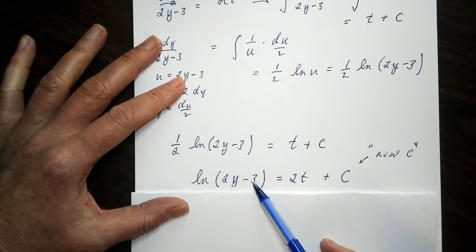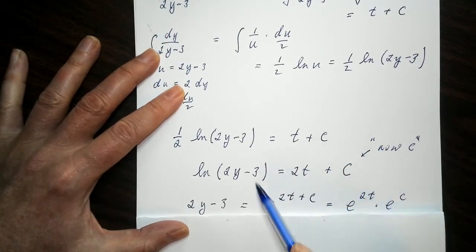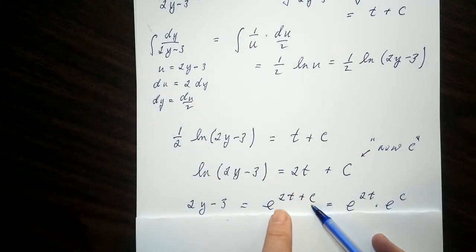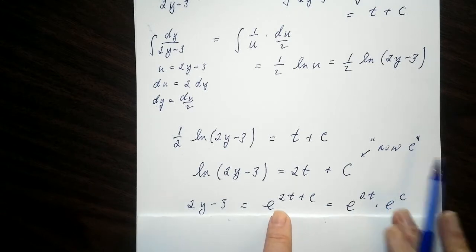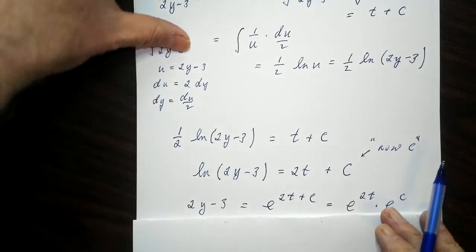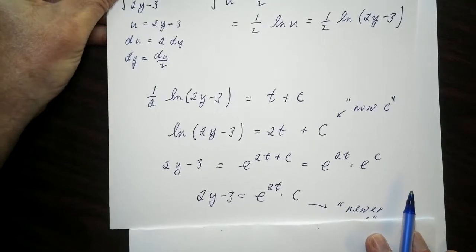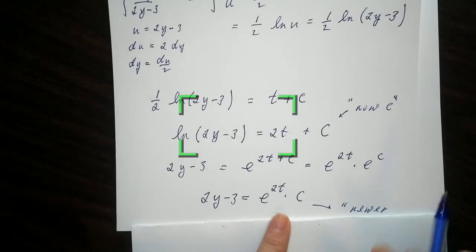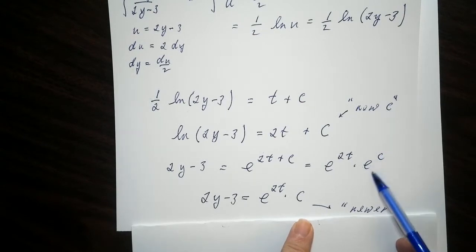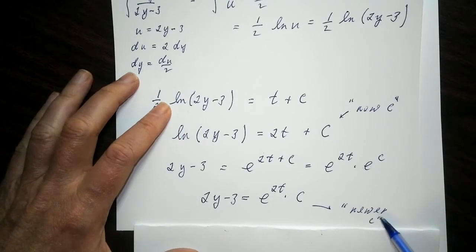We're going to take e to each side so that we can get at that 2y minus 3. So we have 2y minus 3 equals e to the 2t plus c. And again, just like in the previous problem, we can write this as e to the 2t times e to the c. Now, e to the c is a constant. So just like in the previous problem, we're going to write e to the c as a constant, so I'll write it as the newer constant.